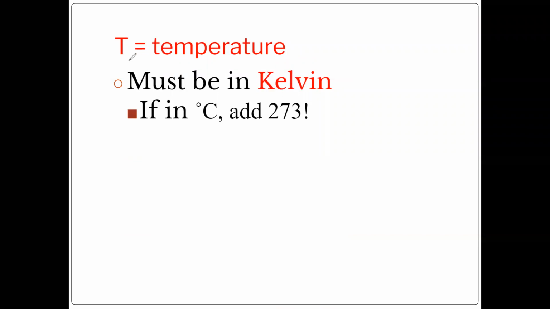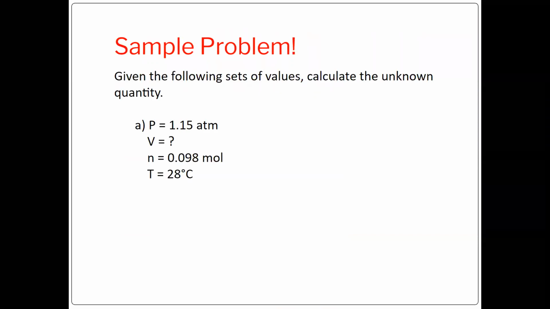Temperature must be in Kelvin, as I said before. If it is in Celsius, add 273 and you will be in Kelvin. So, practice problems. How are we going to get comfortable with these things? We are going to practice. So, let us recall that our formula is PV equals nRT.